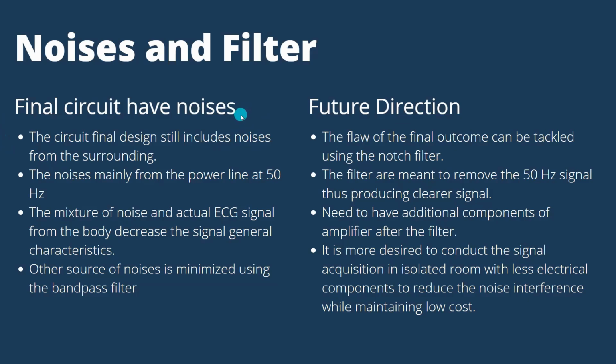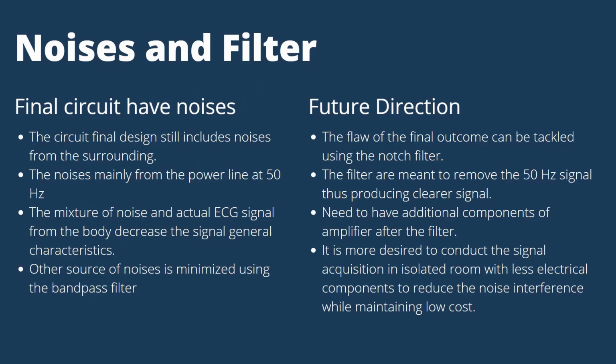Therefore, if we do not remove it, the noise is also amplified. So it is better for our circuit to have a notch filter, but we did not manage to assemble that in time. Specifically, the notch filter is aimed to remove the 50 hertz signal from the power line, since most of the interfering signal from the surroundings, from the light, from the electrical equipment, from the breadboard itself, we already managed to remove using a bandpass filter. But as for 50 hertz specifically, we need to remove it.